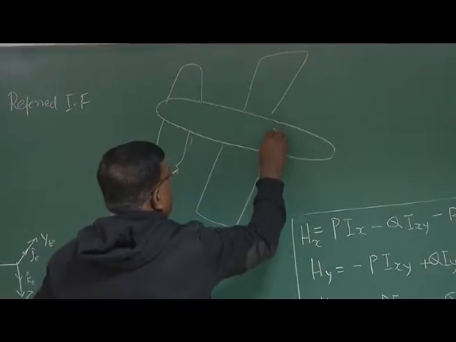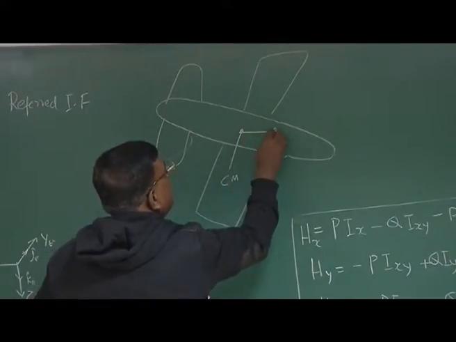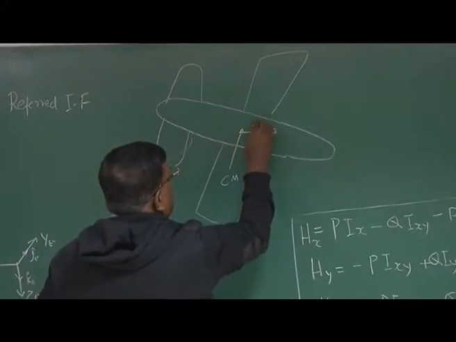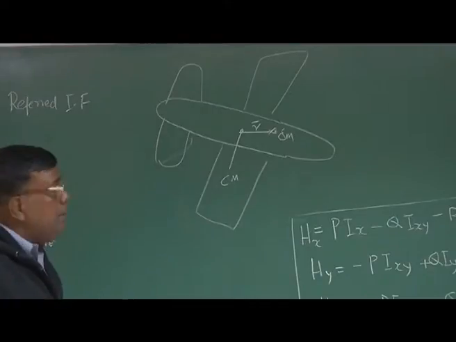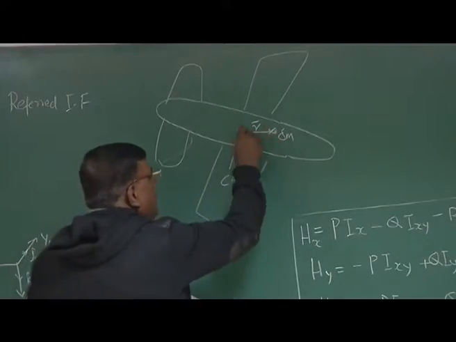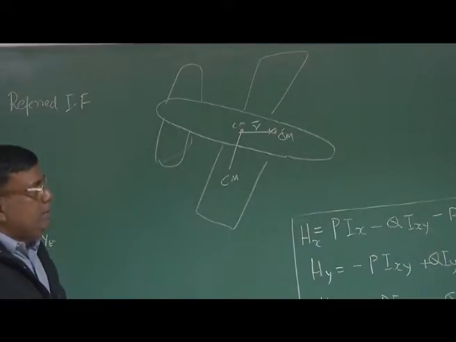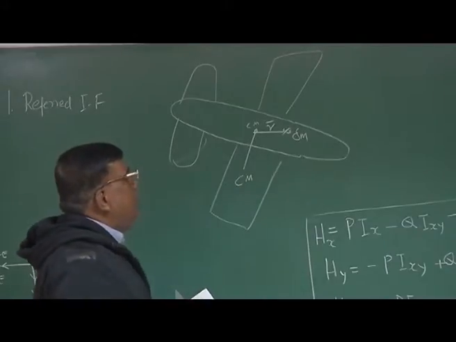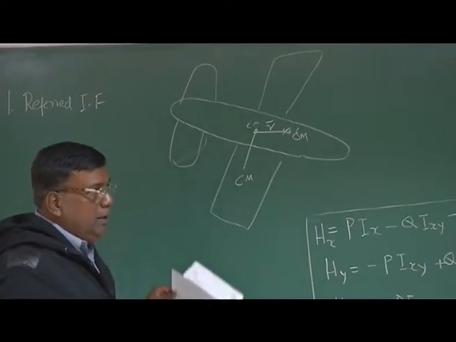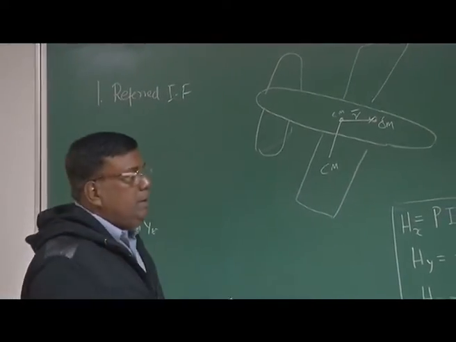Just to recall, this is the center of mass, and what was R? R is the distance of mass element delta m with respect to the center of mass, or the center of gravity for our purpose. What was omega? Omega was the angular velocity of this airplane about the inertial frame, correct?